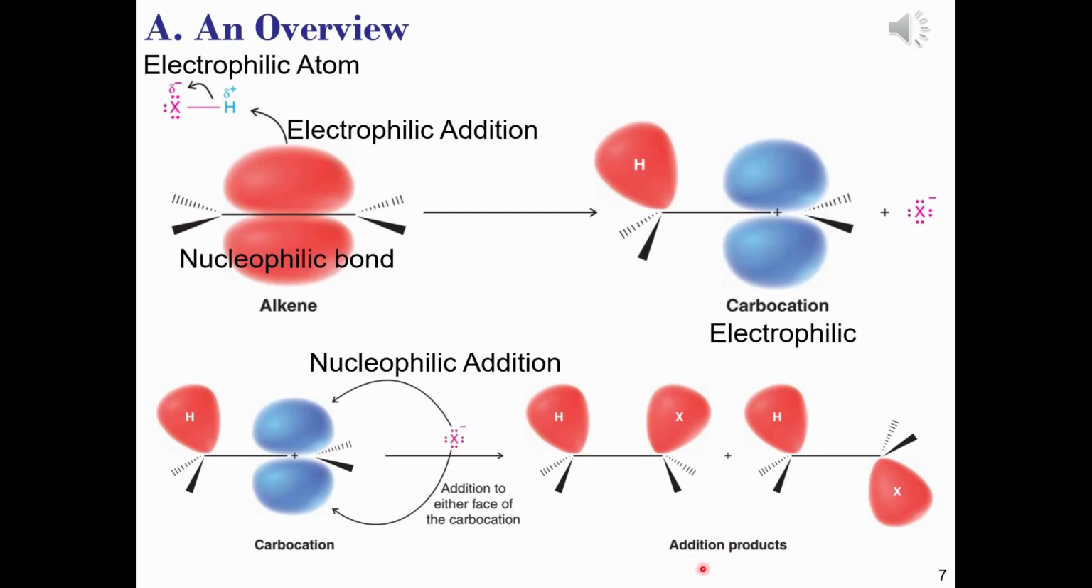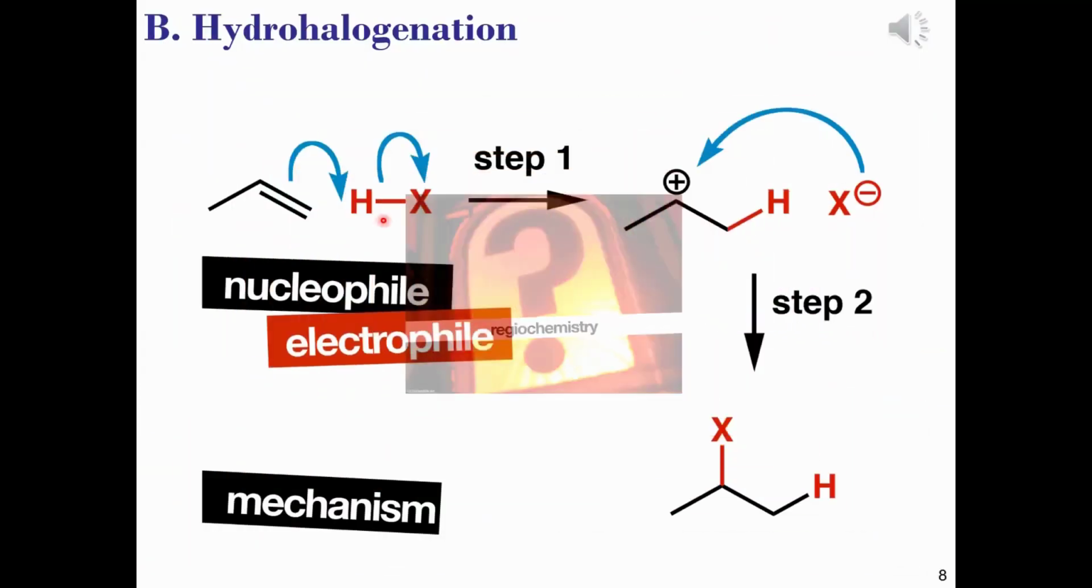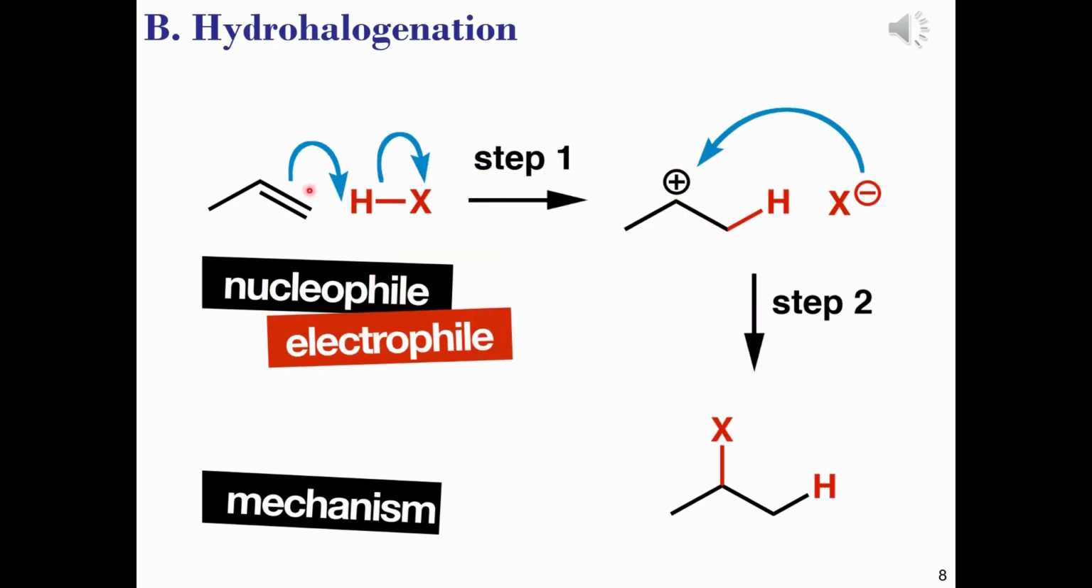This concludes part A. In this video, we're going to discuss the regiochemical outcomes of electrophilic addition reactions. In particular, this is with a focus on hydrohalogenation reactions.